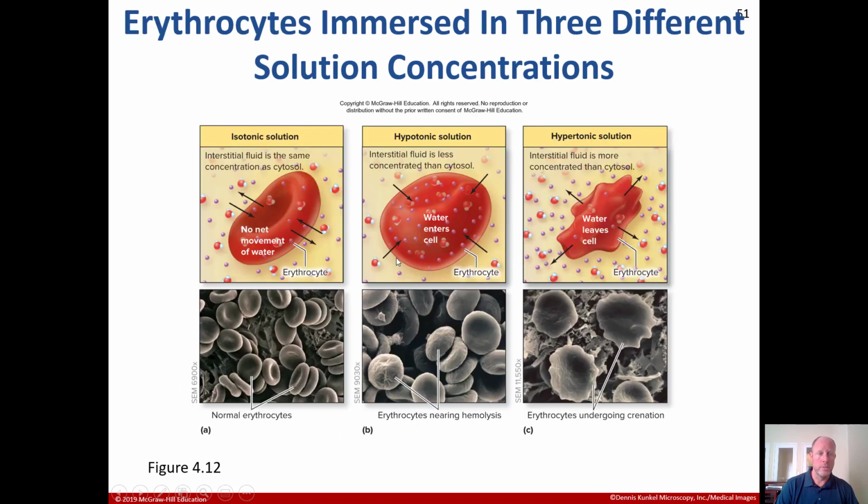That's what crenation is. So we have an isotonic solution where the interstitial fluid is the same concentration as the cytosol, so there's no net movement with normal erythrocytes. When erythrocytes are nearing hemolysis, we have a hypotonic solution where the interstitial fluid is less concentrated than the cytosol, so water is moving inward. And in a hypertonic solution, water is going to leave the cell. The interstitial fluid is more concentrated than the cytosol, so water is going to leave to go into the area of higher concentration of solutes but lower water concentration, and that's when erythrocytes are undergoing crenation.